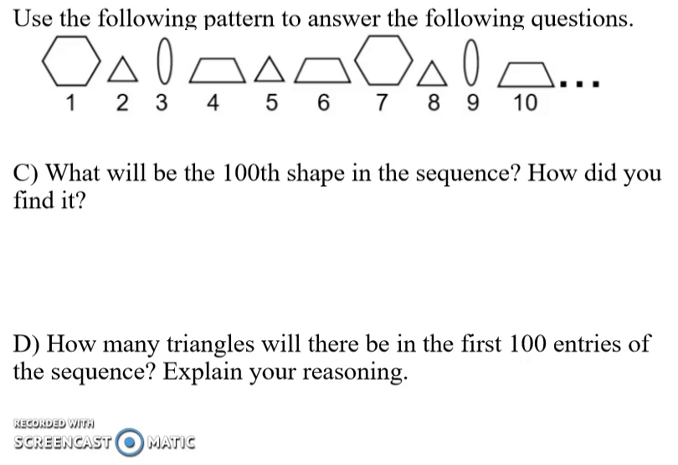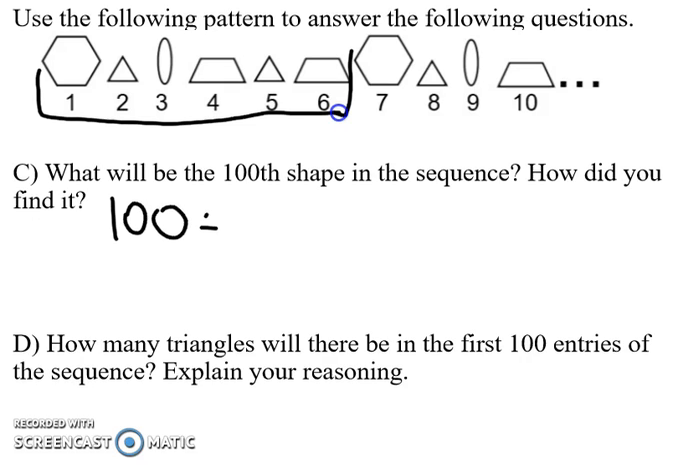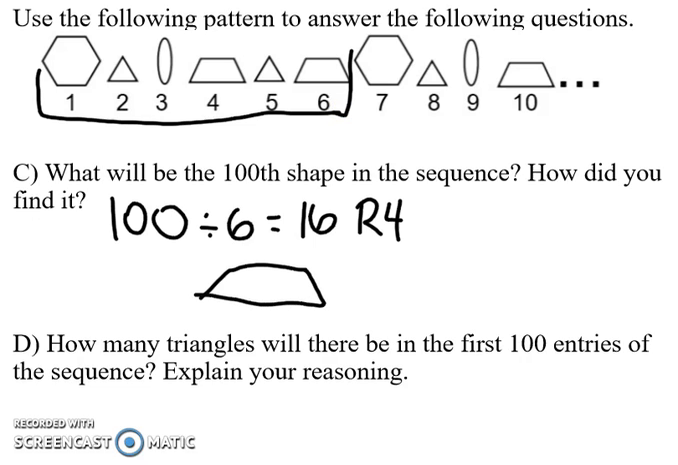So what will the 100th shape be in the sequence? I can do the same thing. Again, I know that my pattern is 6 blocks, or these 6 shapes. So if I take 100 and divide by 6, that gets me 16 with a remainder of 4. The remainder of 4 tells me I'm going to my 4th shape, which is the trapezoid. And that's trapezoid number 4, not trapezoid number 6.